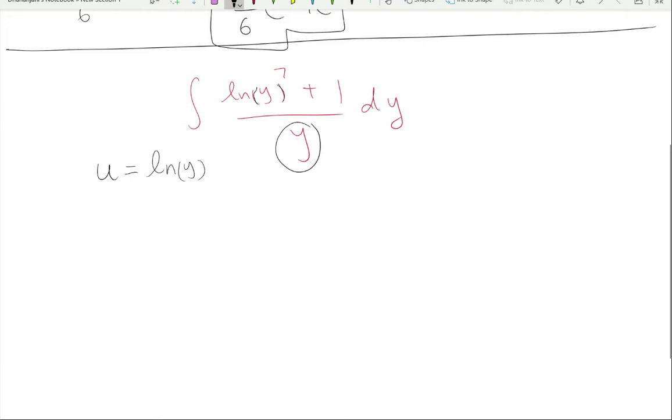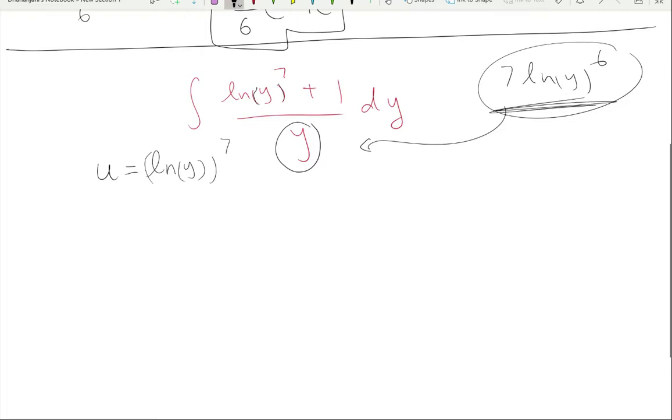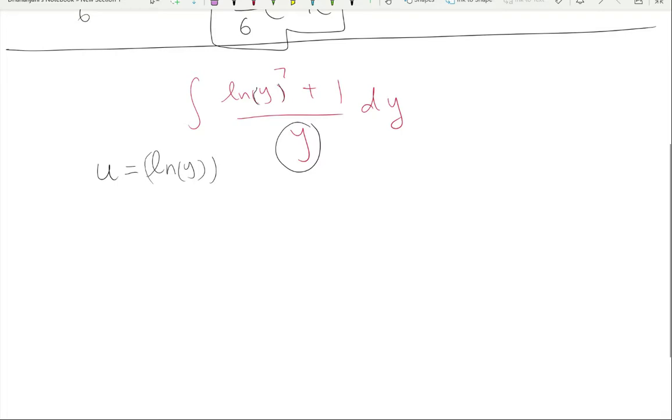Well, it will complicate things. When you take the derivative, you will be left with 7 natural log y to the 6 in the derivative, so you don't have this somewhere else in the integral. So natural log y to the 7 is not the choice for you. You don't have this term elsewhere in this integral. How about natural log y?